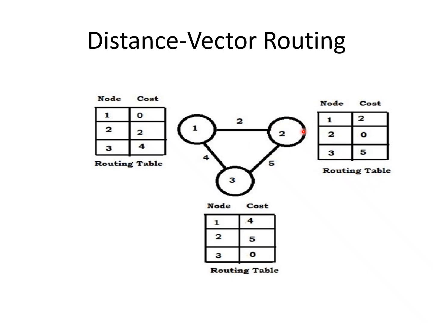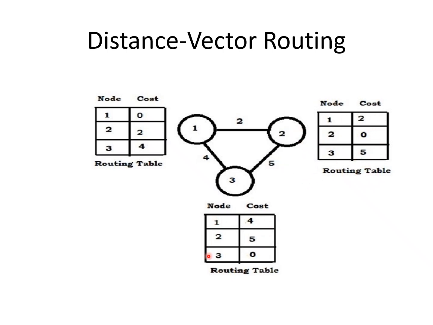Similarly, for the routing table of node 2, from node 2, node 1 is accessible with a cost of 2. The cost from node 2 to 2 is 0. Similarly, from node 2, node 3 is accessible with a cost of 5. This is the routing table for node 2.